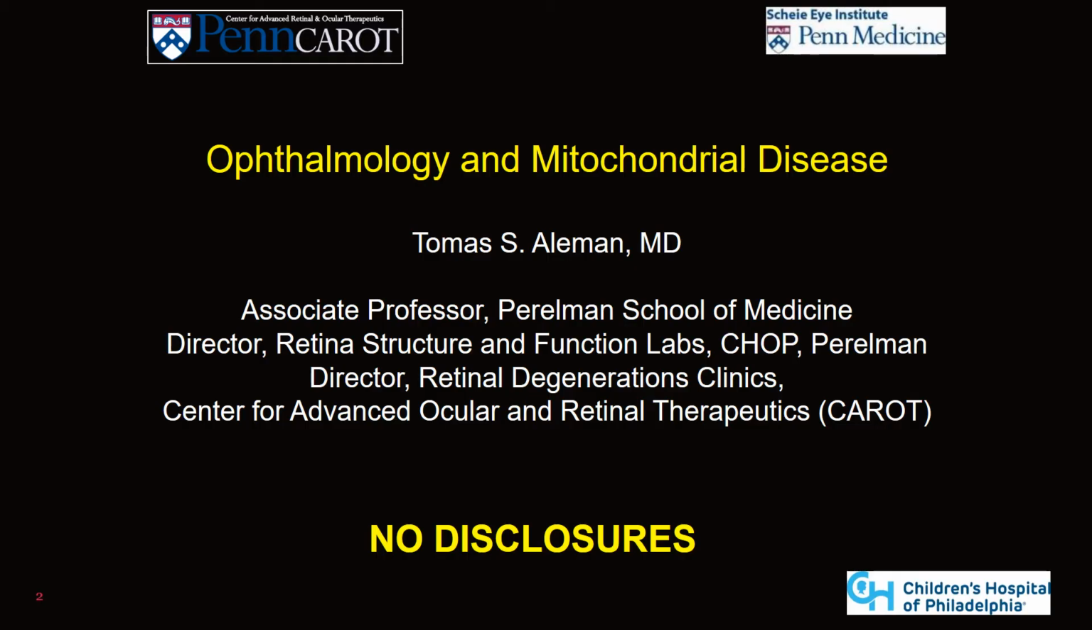My name is Tomas Aleman. I'm based both at CHOP and at Penn in the Carrot Center, which is a specialized unit which I direct the clinical part of it. We're basically involved in trying to understand retinal degenerations and try to treat them mainly with gene therapy. My specialty is retinal degenerations, and basically what we do is deep phenotyping of patients with these conditions. I have no disclosures.